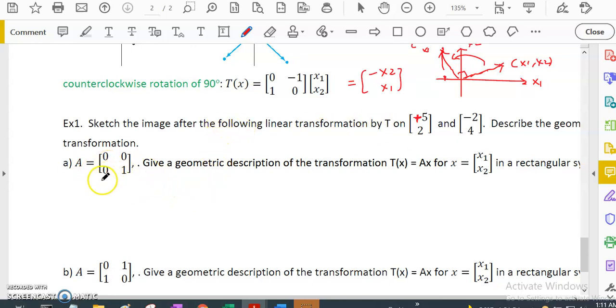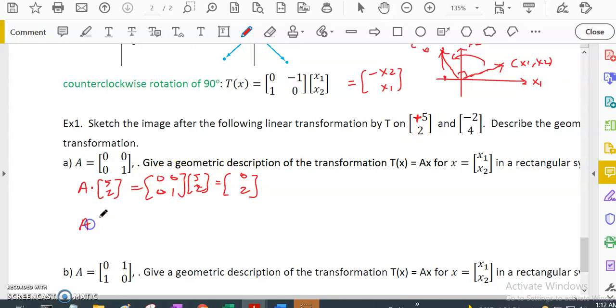Okay, so A of 5, 2 become what? Become 0, 0, 0, 1 times 5, 2. The row times the column become 0, right? 0 times anything is 0. And then the second one will be this row times this column. We just have 2, right? So you reduce whatever that you have into 2.